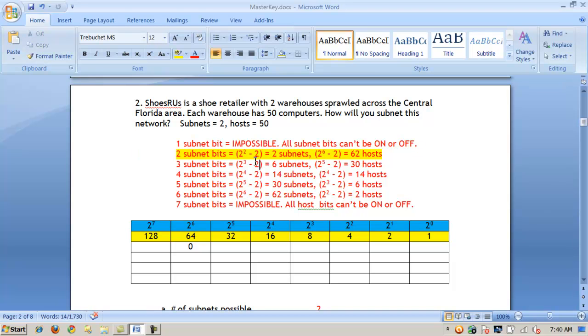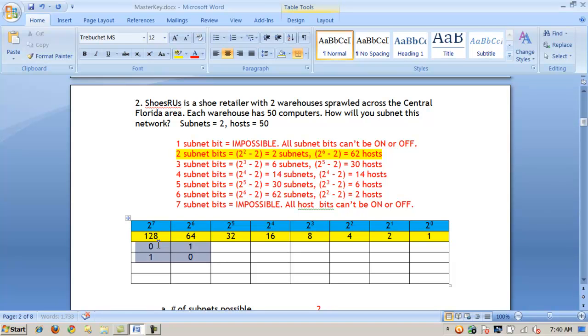So if we choose this option, then we're using 2 bits to subnet on. In this case, we would turn this bit off and turn this bit on. And here's where our network address would start. Right, so our first network would be 64. The next one, we would turn this bit off and turn this bit on. And that would be 128. And there's our 2 networks there.